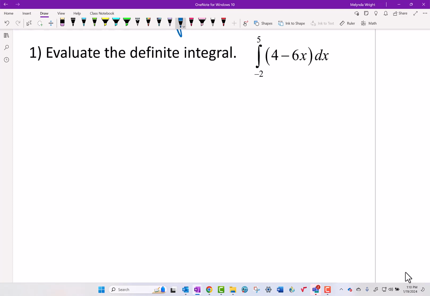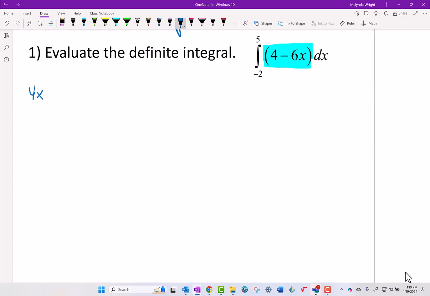All right, so here we go. So we're going to do the antiderivative of this again. This is called our integrand. We're going to take the function that's in our integrand and we're going to do the antiderivative of it. So the antiderivative of 4 would be 4x. The antiderivative of 6x, so this exponent is a 1. I would add 1 to 1 and I get 2. And then I would divide by 2.